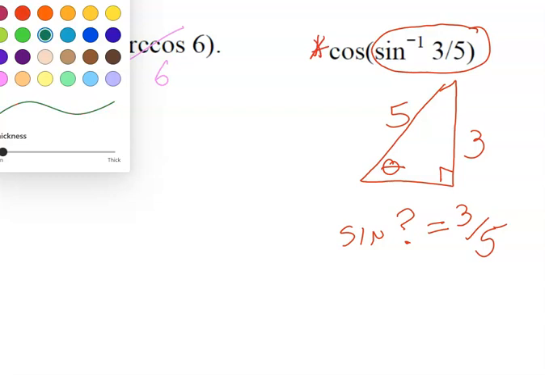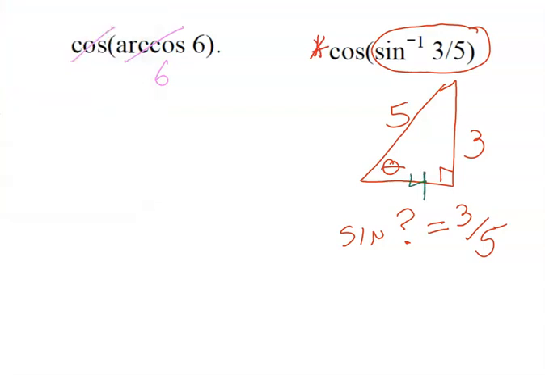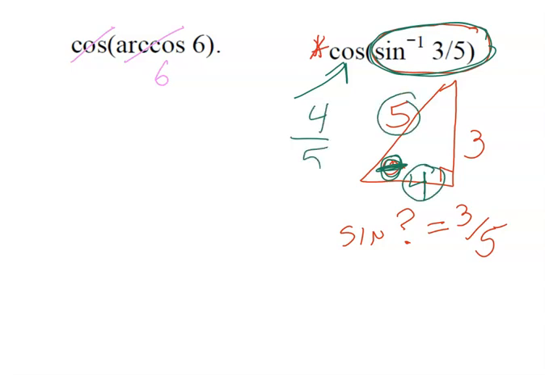Now, this is a triple, so I know this side has to be 4. And the question says, okay, how much is this piece? This piece is this angle theta. And this says, what's the cosine of that? Well, the cosine of that would be 4/5. A little different on this.